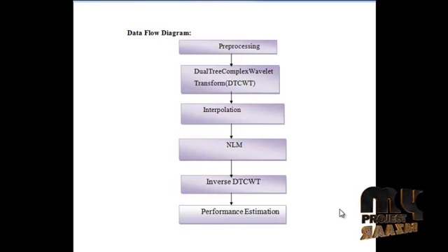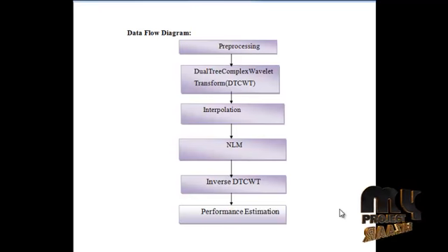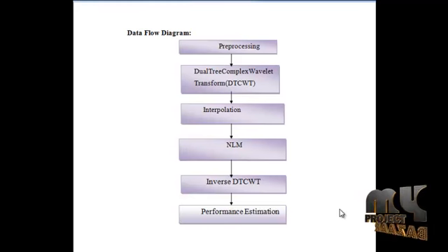Now we discuss performance estimations. These results are estimated using the MSE and PSNR formulas. Peak signal to noise ratio, often abbreviated PSNR, is an engineering term for the ratio between the maximum possible power of a signal and the power of corrupting noise that affects the fidelity of its representation. Because many signals have a very wide dynamic range, PSNR is usually expressed in terms of the logarithmic decibel scale.